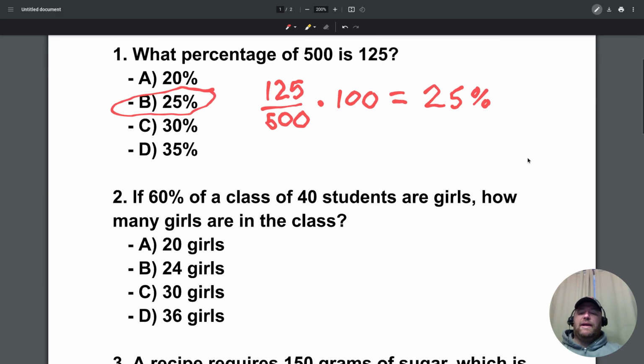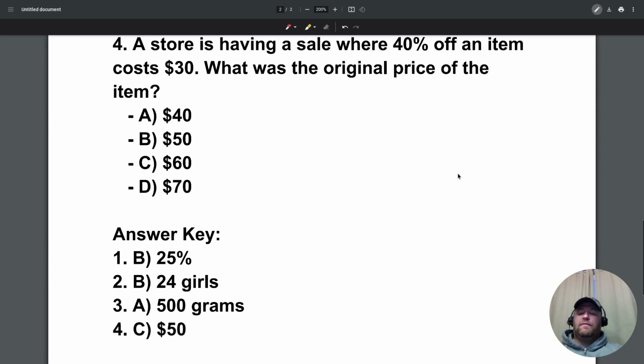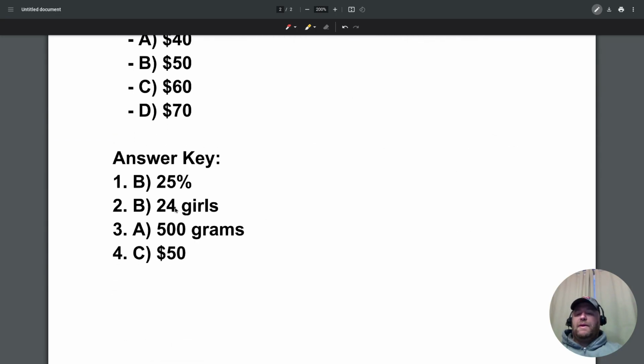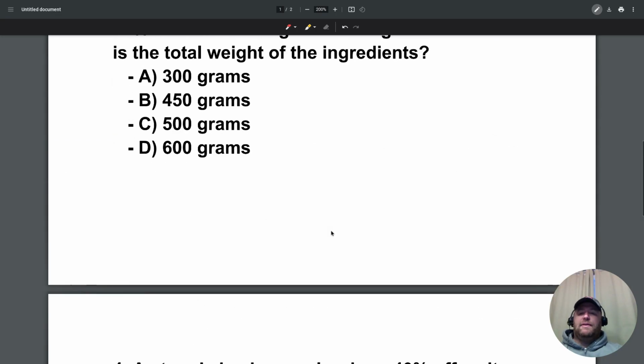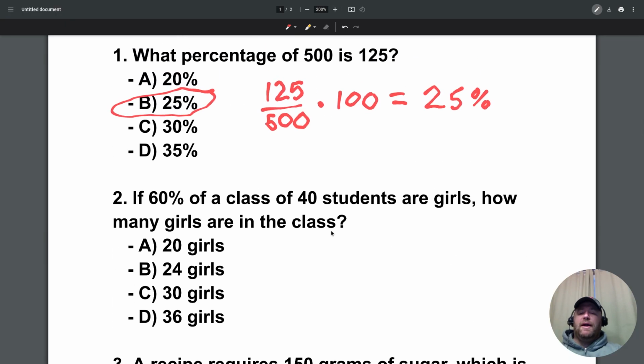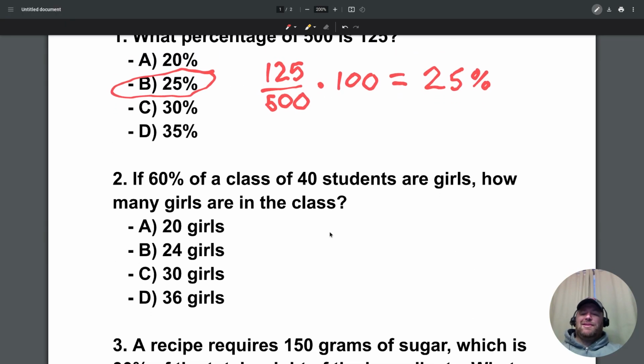Now let's just check what answer they actually picked for the AI. So they did pick the correct one, 25%. Okay. All right. Let's look at this next one. If 60% of a class of 40 students are girls, how many girls are in the class?